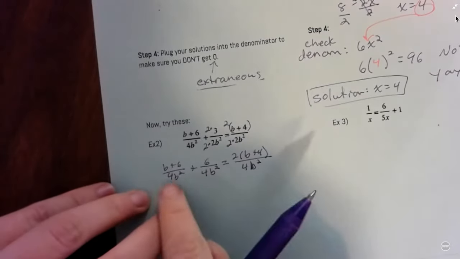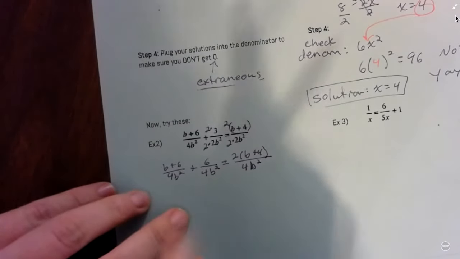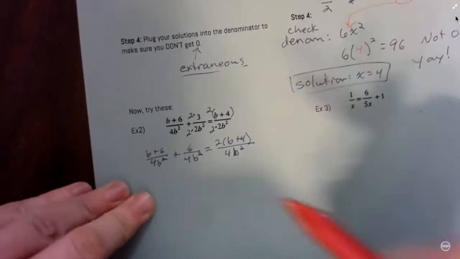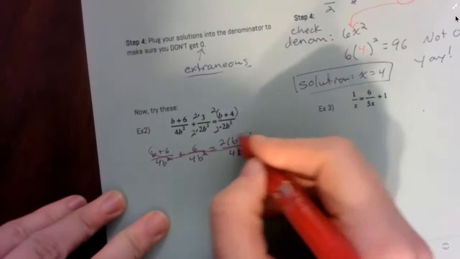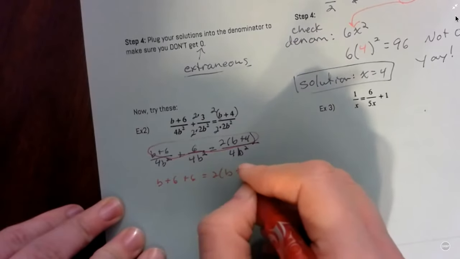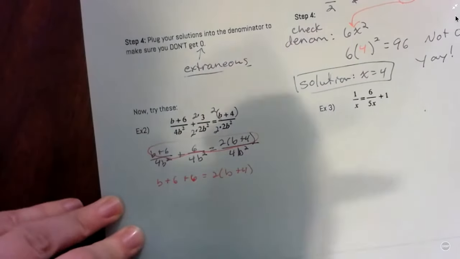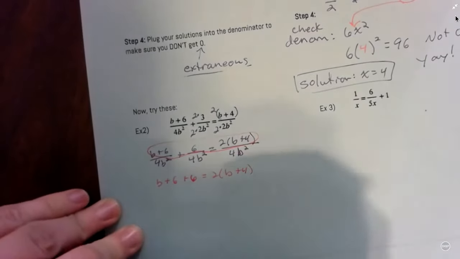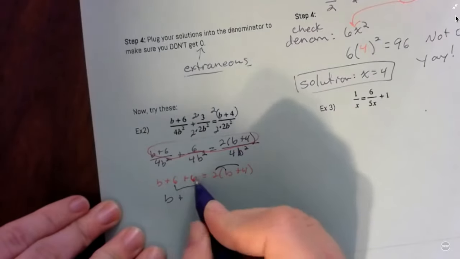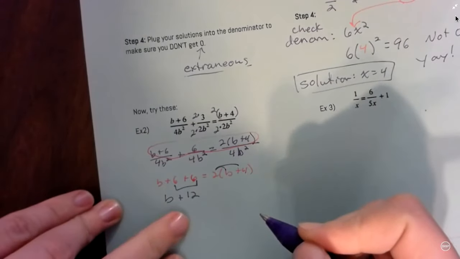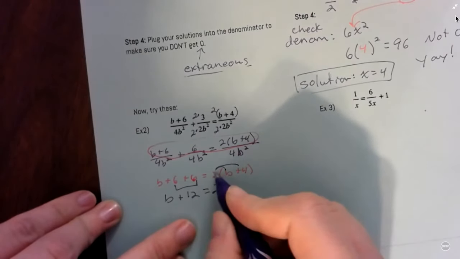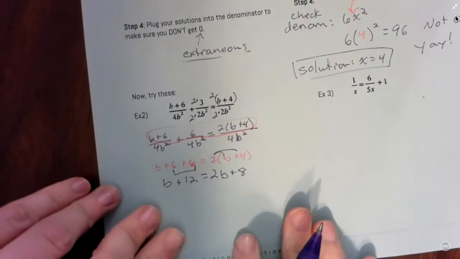Cool. Now, once my denominators are equal, again, temporarily, I get to ignore them. Just temporarily. And I can make an equation out of the numerators. So b plus 6 equals 2b plus 4. And then first, let me go ahead and take care of that right there in this. So b plus 6 is 12. And then here, 2 times b is 2b. 2 times 4 is 8. Just like that.